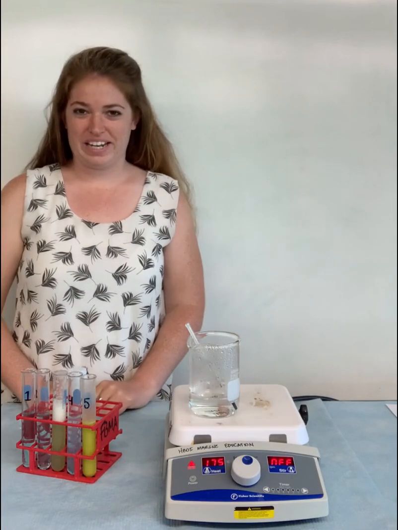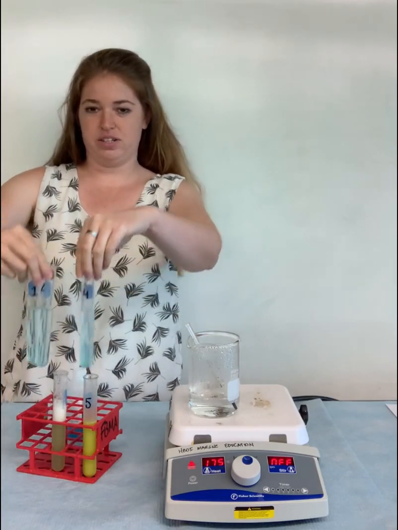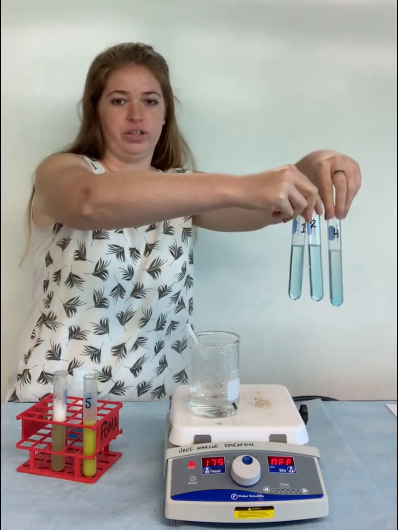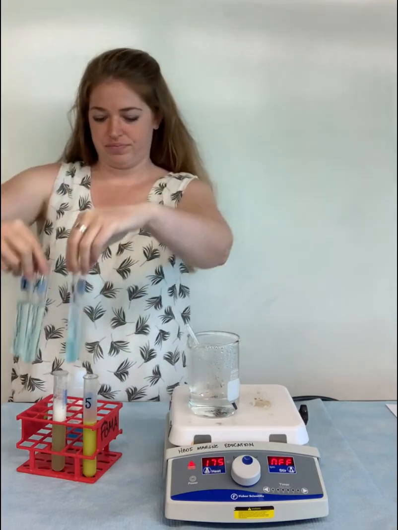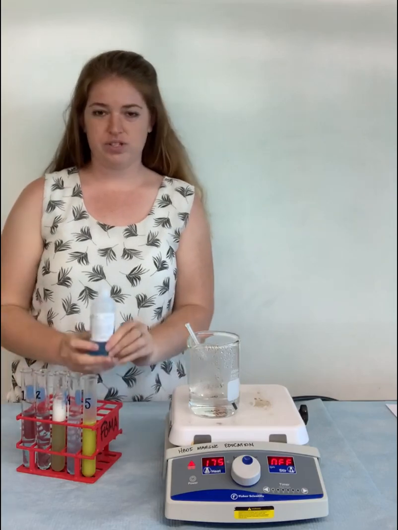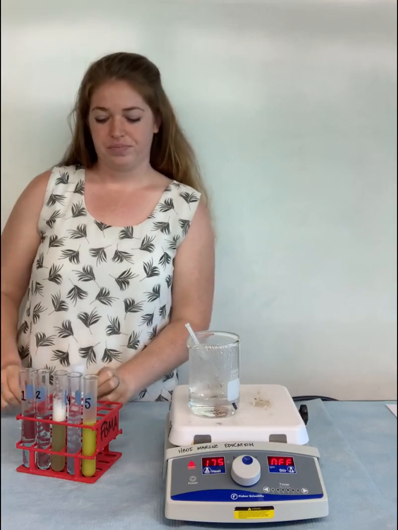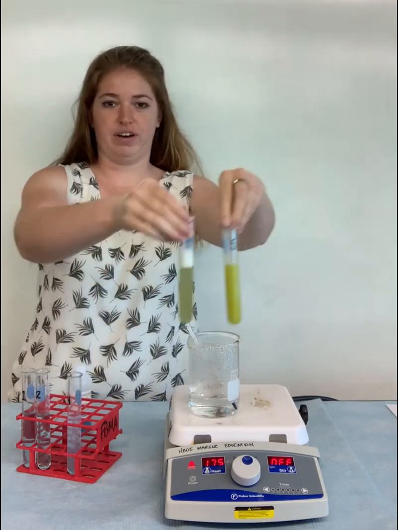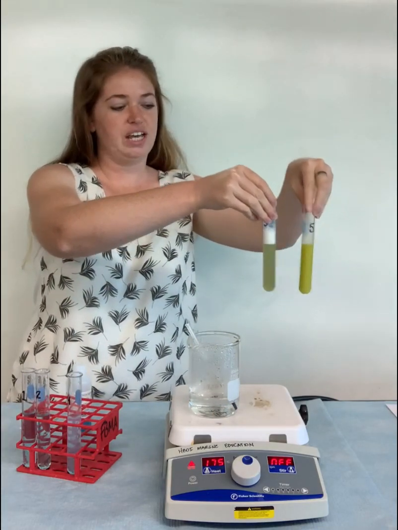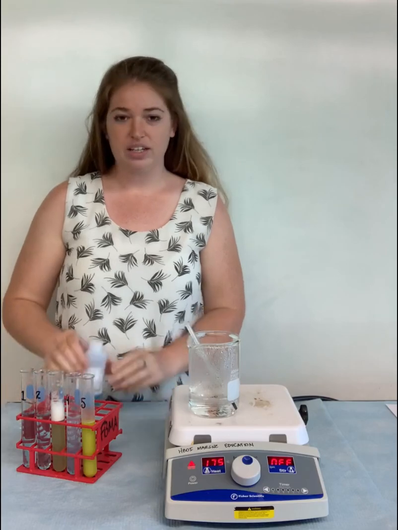Now that we've got our Benedicts added in, let's take a look at the colors. So test tubes 1, 2, and 4 really all share the same color. And that's going to be a light blue. And again, that's simply resulting from the original color of our Benedict solution. Now test tubes 3 and 5, like I mentioned, have turned to be a greenish yellowish tint. Again, that's because their original solutions were yellowish in color, and we added blue Benedict solution to them.